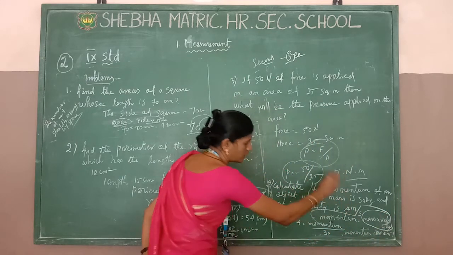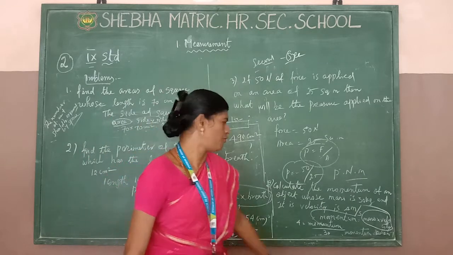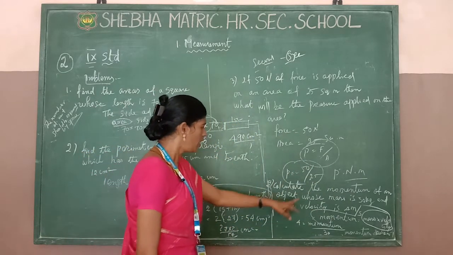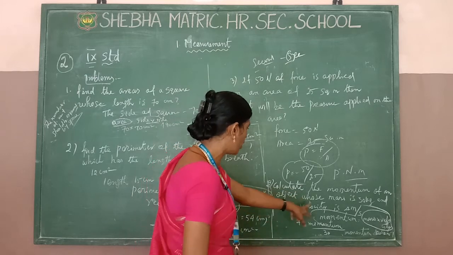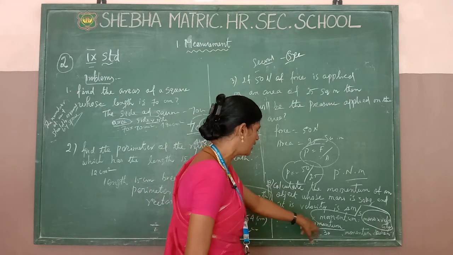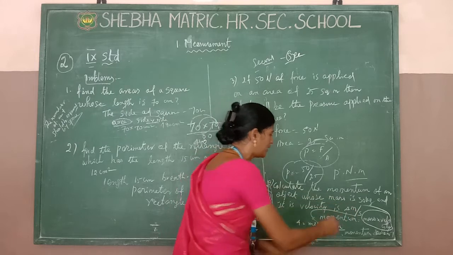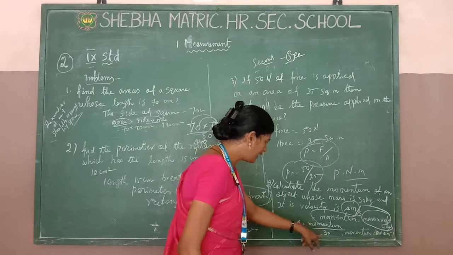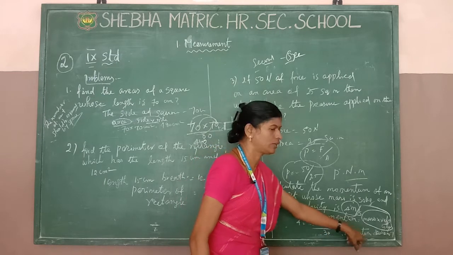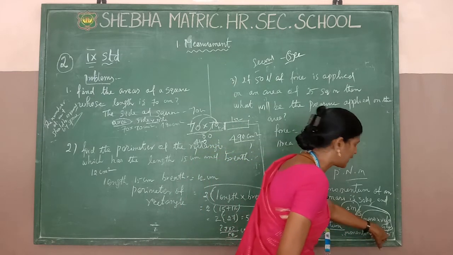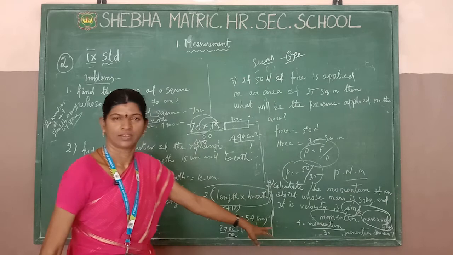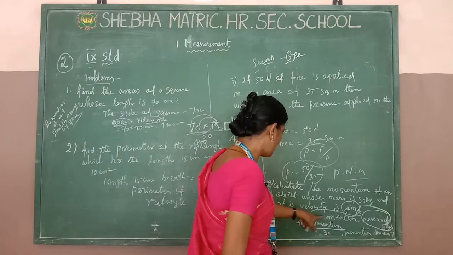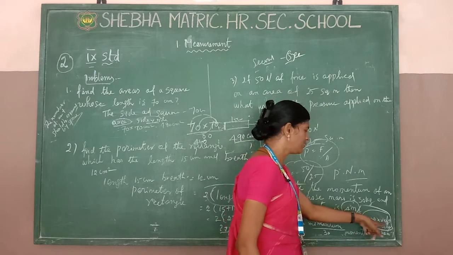Momentum equal to mass into velocity. So that is called the formula. Momentum formula equal to mass into velocity. So momentum is 30 into 4, equal to 120 kilogram meter per second. Is it clear? Is it clear?